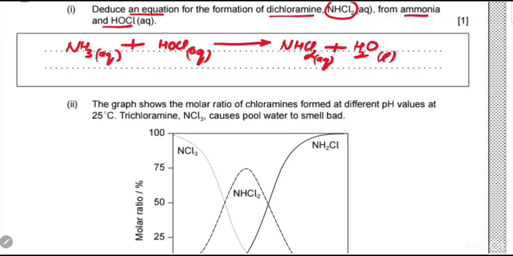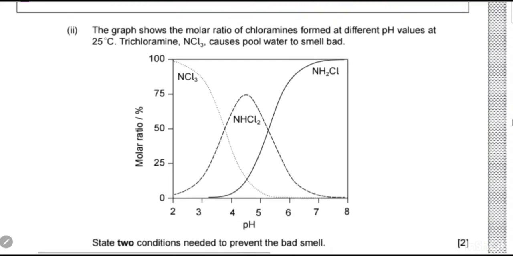And we have to balance this equation also. There are 2 chlorine on the right hand side. If I put 2 in front of HOCl, chlorine is balanced. There are 5 hydrogen and 2 oxygen, so I have to put 2 in front of water. Now this equation is balanced. 1 mole of ammonia reacts with 2 moles of HOCl, gives you 1 mole of dichloramine and 2 moles of water. For this equation, I will get 1 mark.